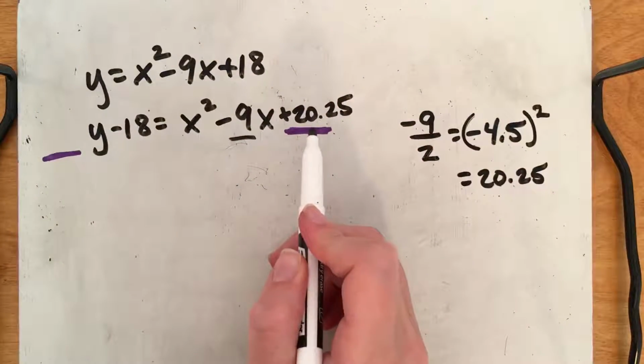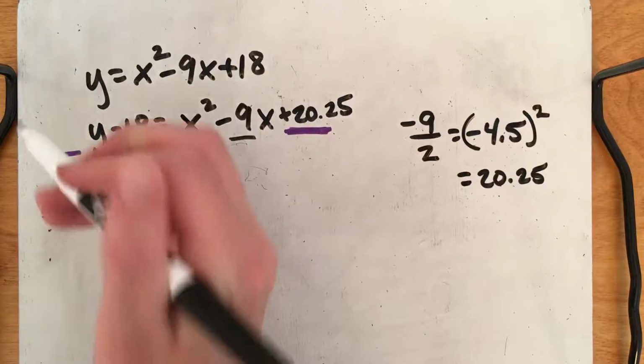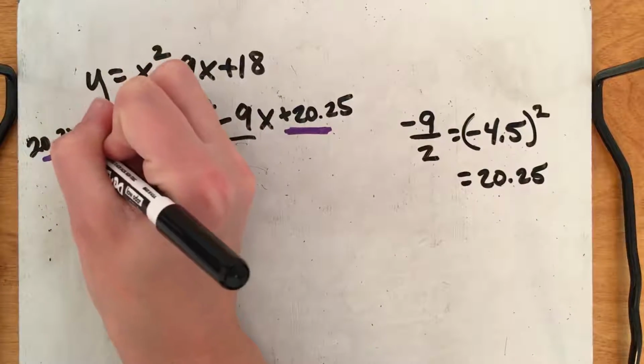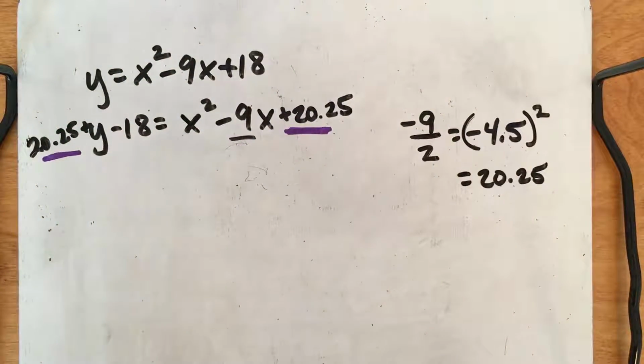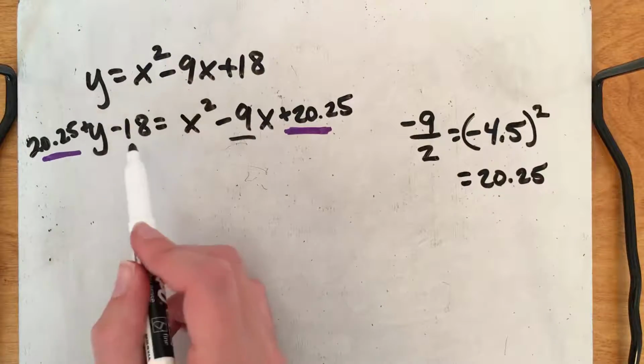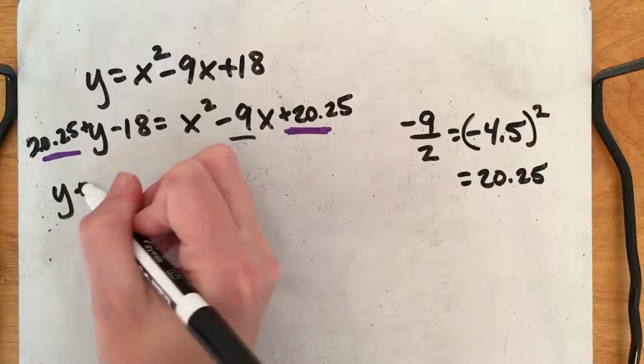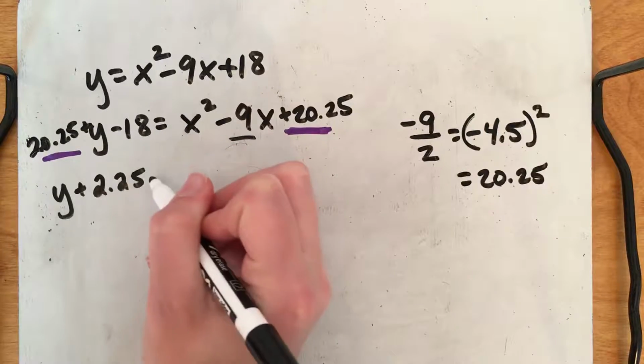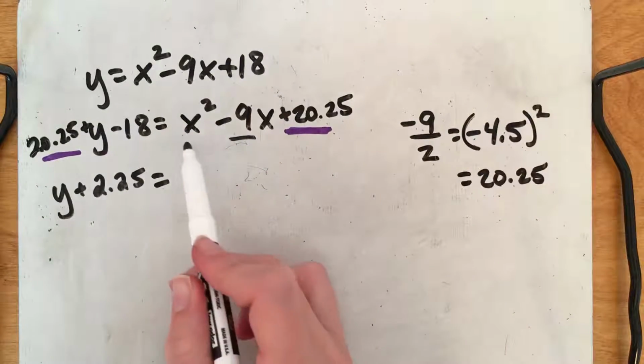And then since I added 20.25, I'm going to do the same thing over here, add 20.25. Okay, so let's combine our terms on this left side together. 20.25 minus 18 is going to give me y plus 2.25. Okay. Then I'm going to factor this side.